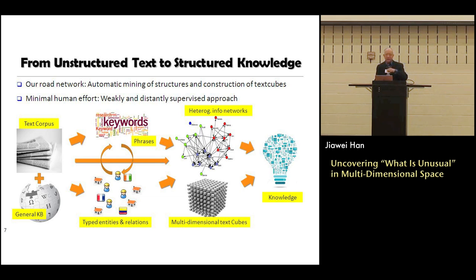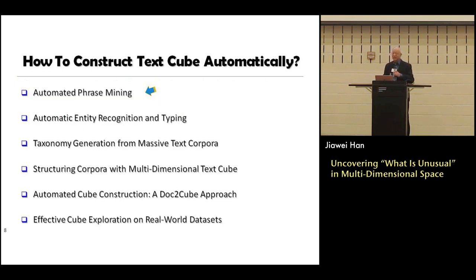In my group, for years, we have worked on different sections and paths of this flow chart. We achieved something quite interesting. So I just want to let you know, this is high dimension because text is very high dimension. You can turn it into some kind of structure, and finally turn it into low dimension text cubes, and things can be mined.